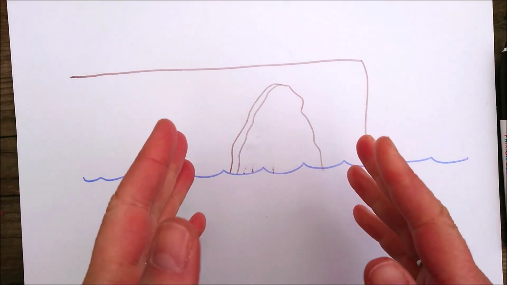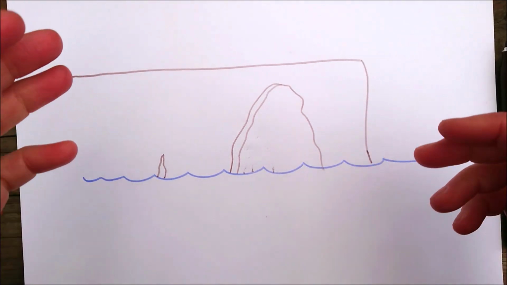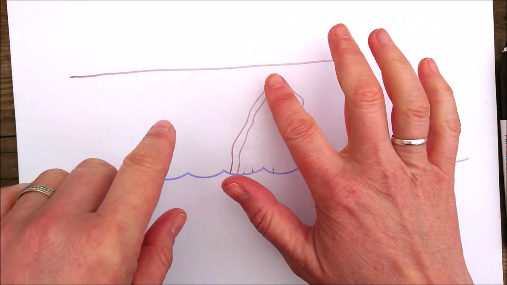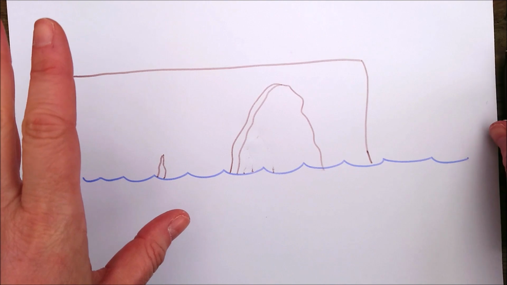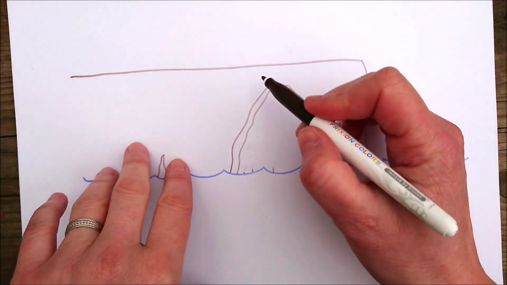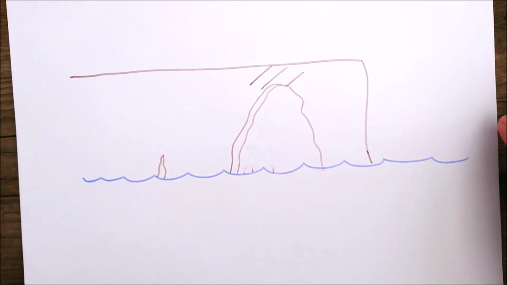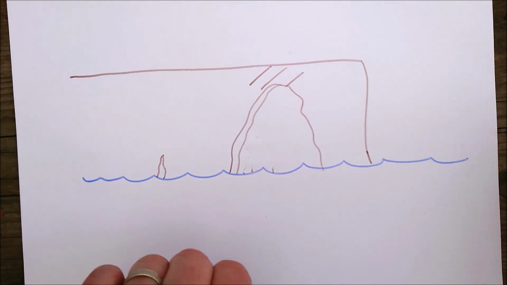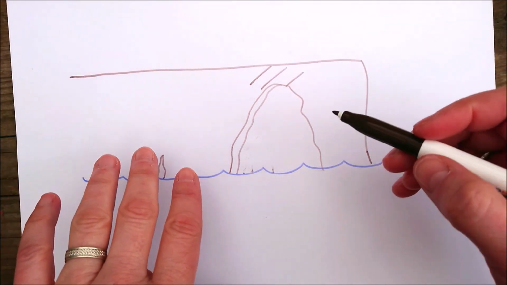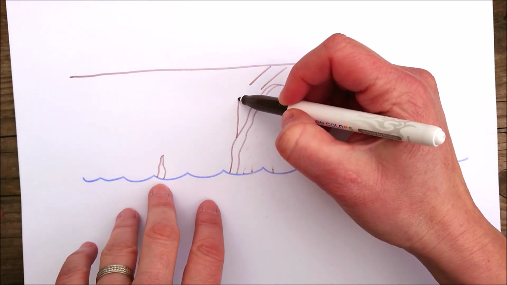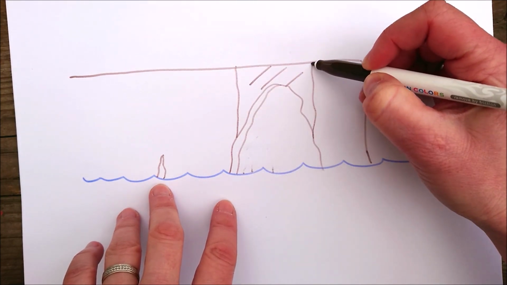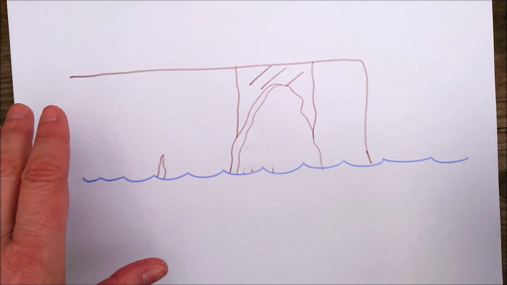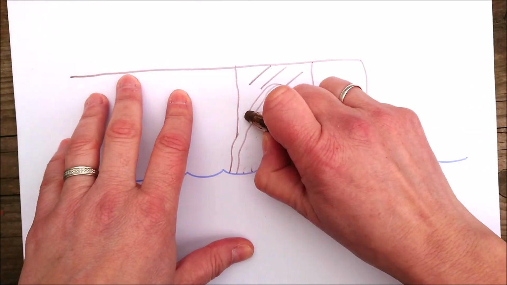Over time, if this arch gets bigger and bigger, and we're talking about a long period of time, this bit at the top here is going to become quite heavy, and it's going to be difficult to support any of that at all. Now, if that happens, what it's going to do is literally collapse into the sea. Now, if that happens, you're going to end up with something that looks a little bit like this.